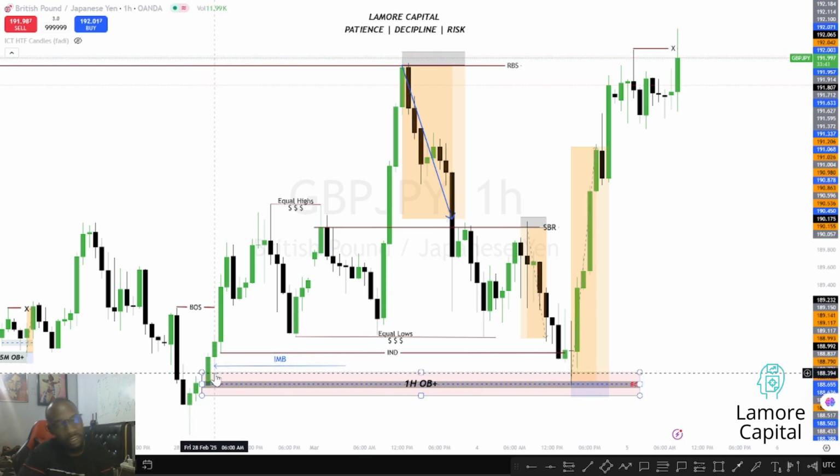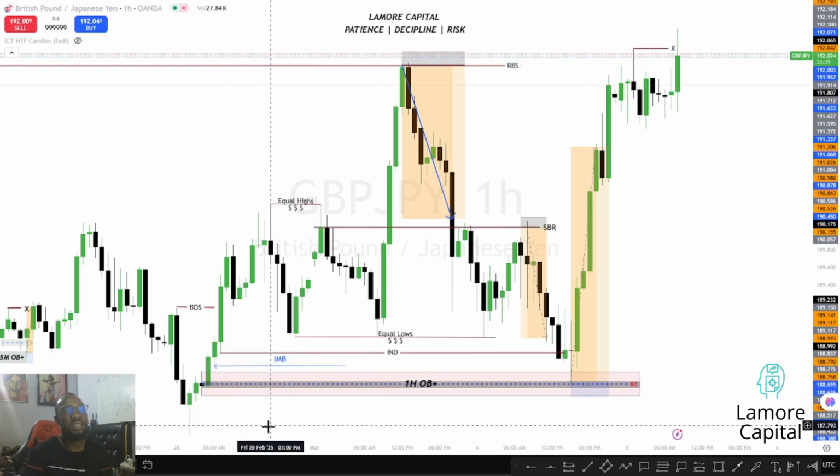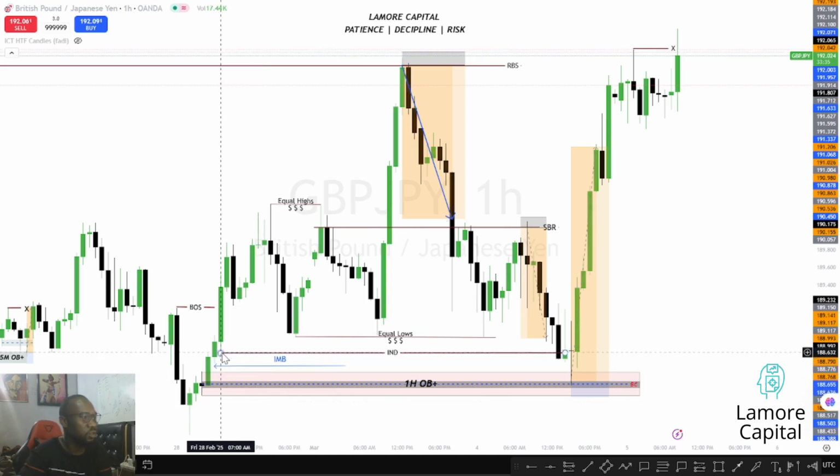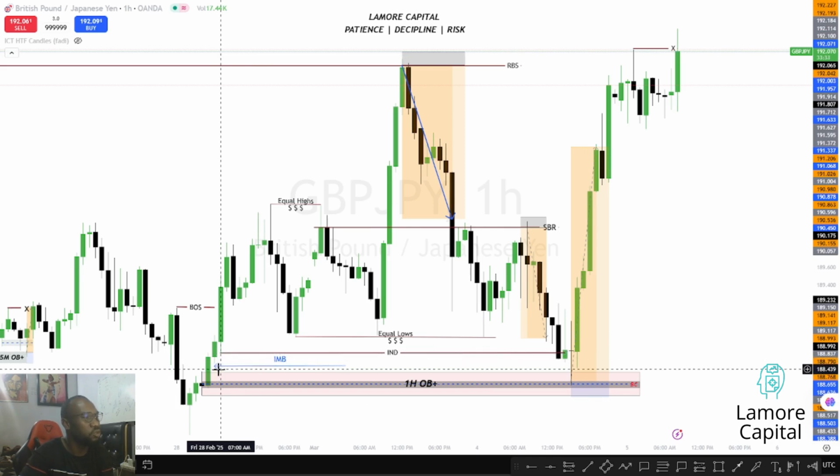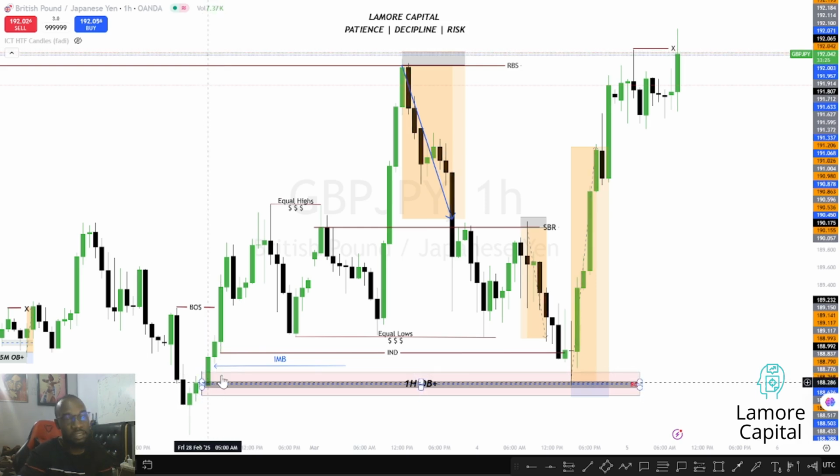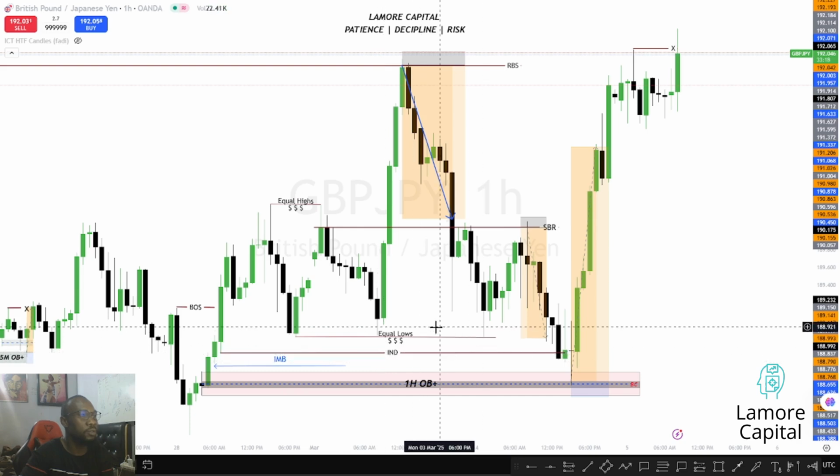The next rule is making sure we have an inducement. And this is our inducement here. The inducement did not tap into the imbalance and did not tap into the order block. That gives us the confluence that this particular zone is still valid for reversal. This zone is valid for what? Reversal.